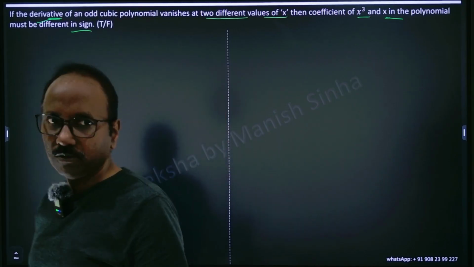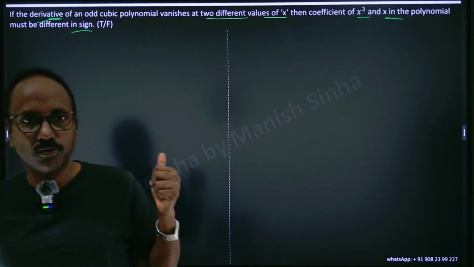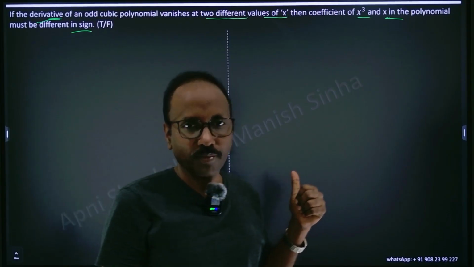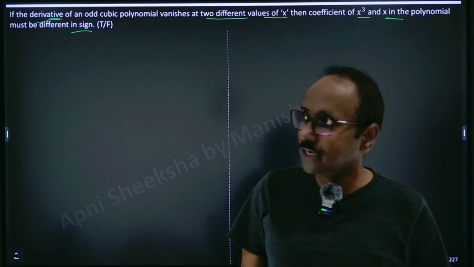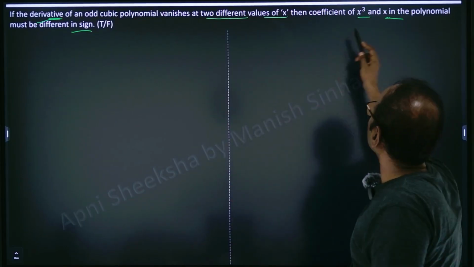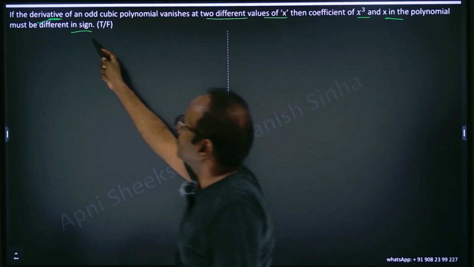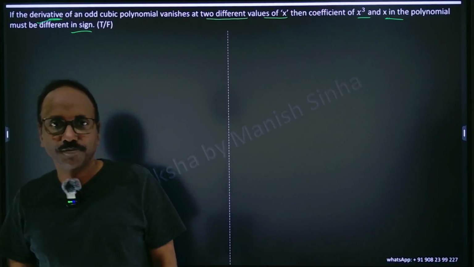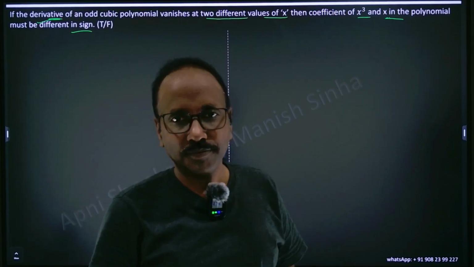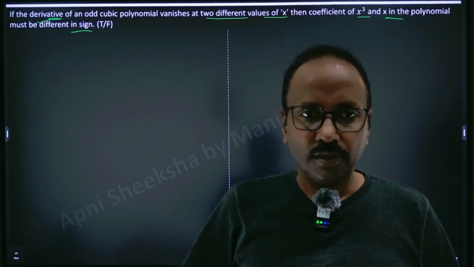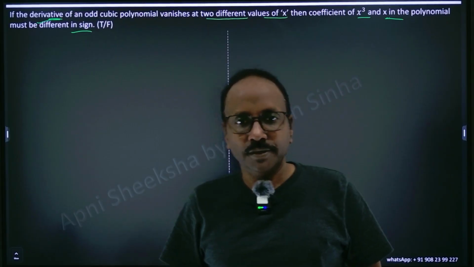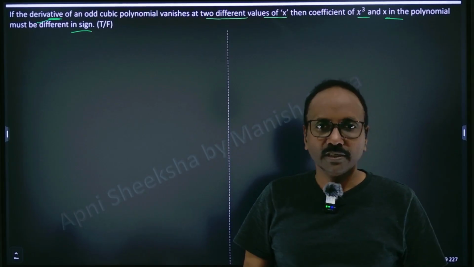So that we have to find and give the answer true or false. The statement here is vouching for opposite sign, different in sign. So let us start now.